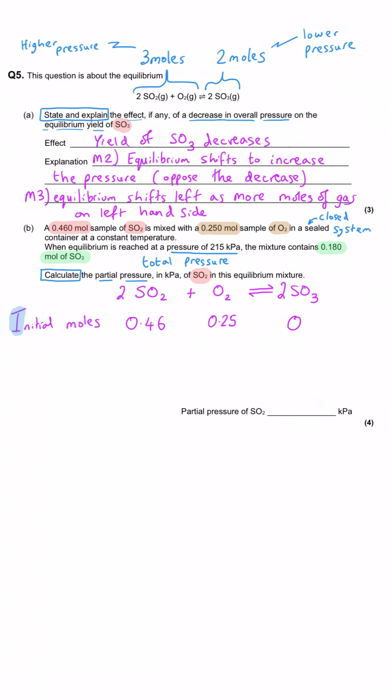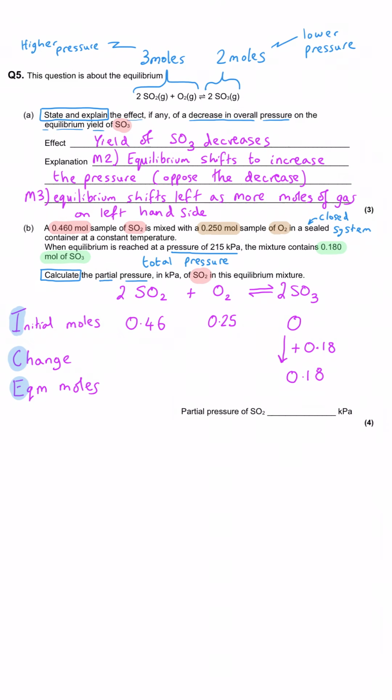And then I always leave a little bit of a space, which I'll come back to in a moment, and I work out what the equilibrium moles are going to be. So we know that SO3 at equilibrium is 0.18 moles. And that's the key to unlocking the rest of the values. We started with 0 moles of SO3 and we've gone to 0.18 moles of SO3. So that has increased by 0.18. So that is the change. And so I always put a C on the left-hand side for the change.